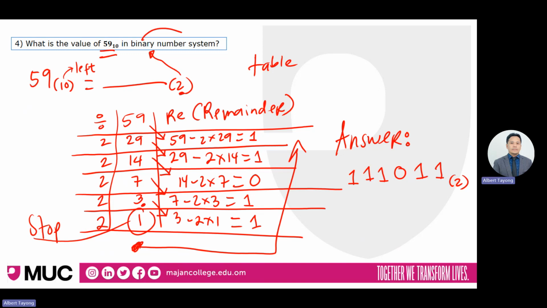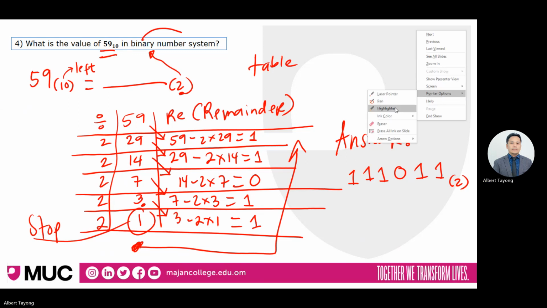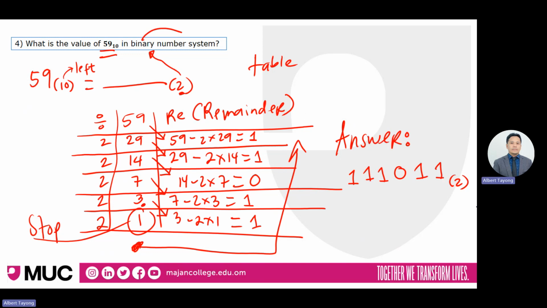Now, how do we know whether this answer is correct or not? In a few seconds, you can check whether this answer is correct or not by starting from 1 and multiply by 2. So this is 1, 2, 4, times 2, 8, 16, 32. And you have to keep on going. The next is 64, 128, 256, and so on, if there are more digits.